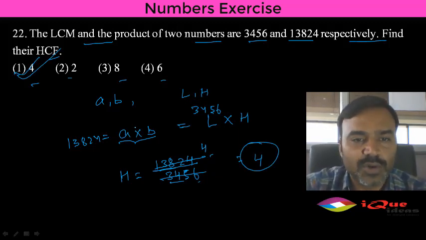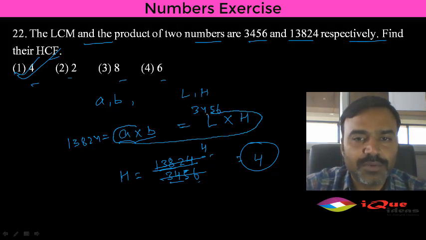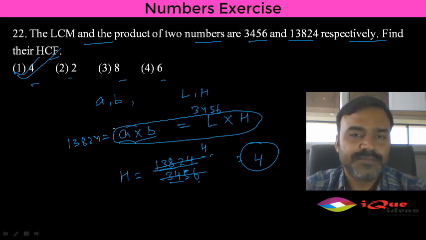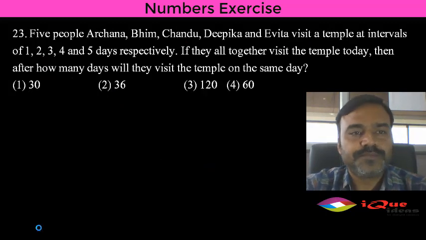But you needed to know this rule that the product of the numbers is equal to product of LCM and HCF. Okay. Let's take up the next question now.